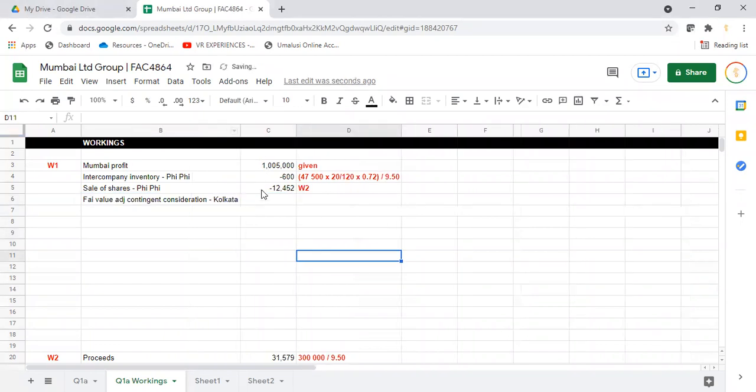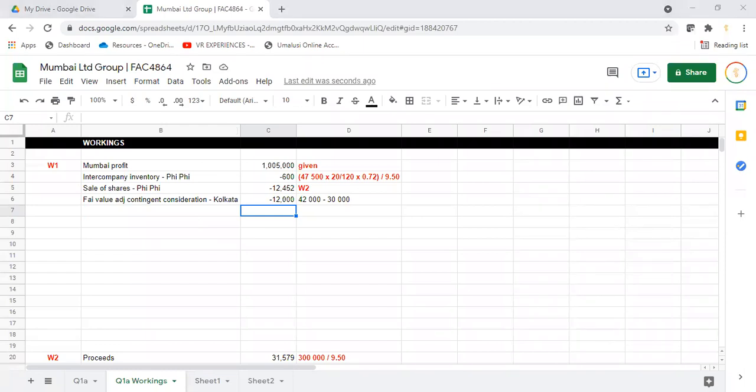The fair value is now 42,000. It's currently sitting at 30,000. So therefore, we're going to say 42,000 minus 30,000. Because it is an increase in a liability, it means it's an increase in an expense. An increase in an expense reduces profit or loss. Okay, so just take note of that.